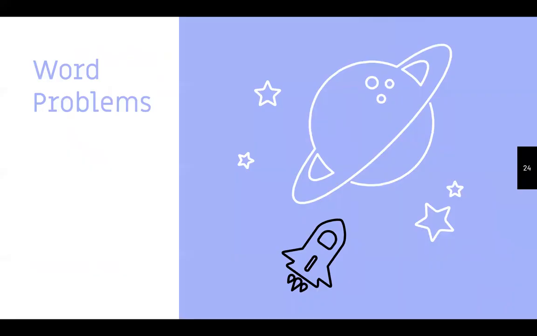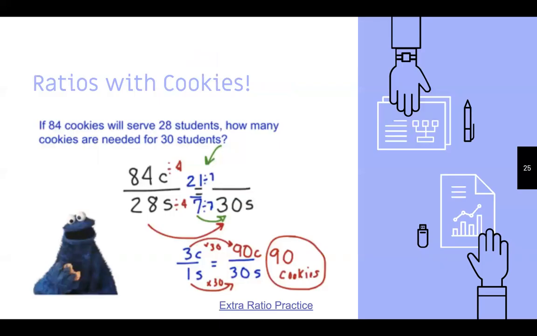So let's go on to some word problems using ratios. This is one we can do together. The Cookie Monster. There are 84 cookies for 28 students. Now, we want to know how many cookies are needed for 30 students. Now, this is very complex, and that's why I put in the answer. And the reason why it's complex is the denominator.